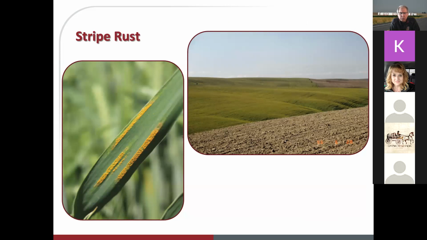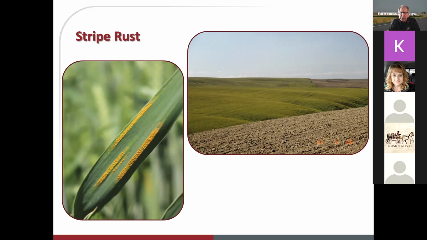In the right-hand photo there, what you see is a field of a susceptible variety that is pretty uniformly infected with stripe rust. And when stripe rust is severe on a susceptible variety like this, it can have a very significant impact on yield, maybe more than 70% loss.